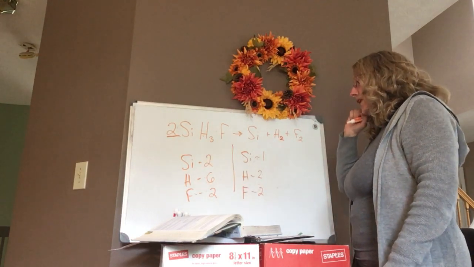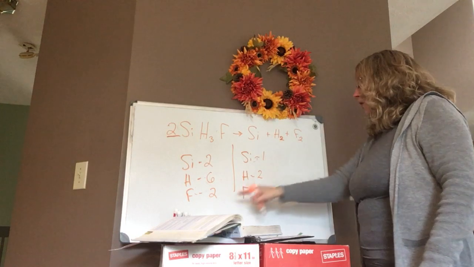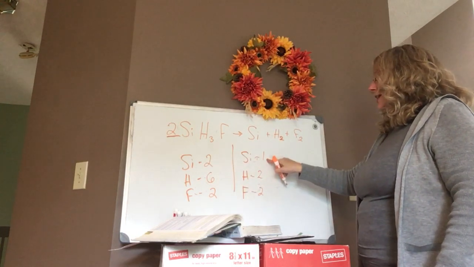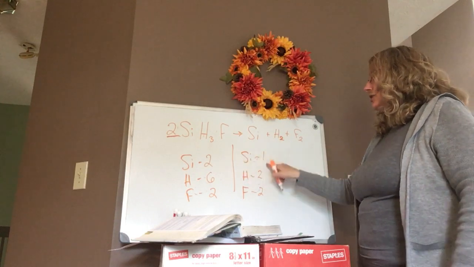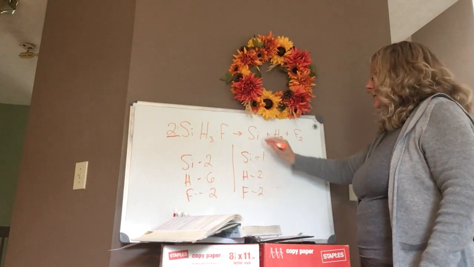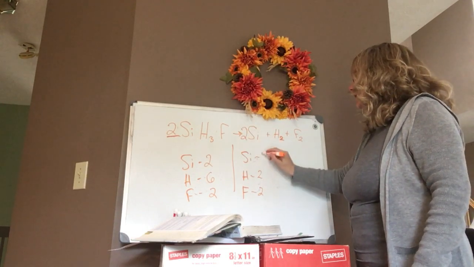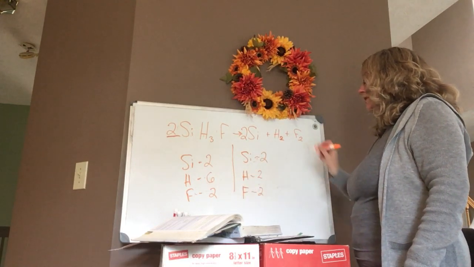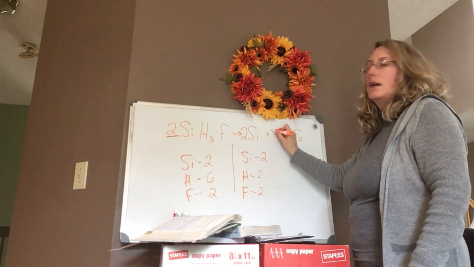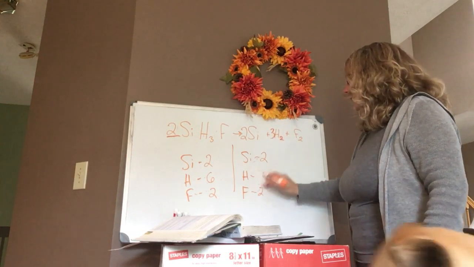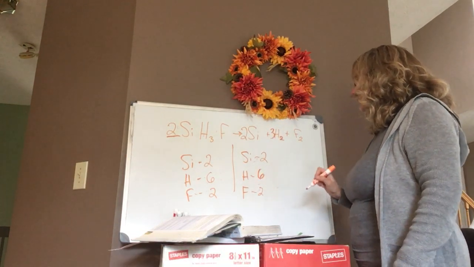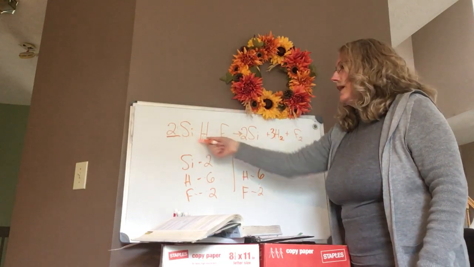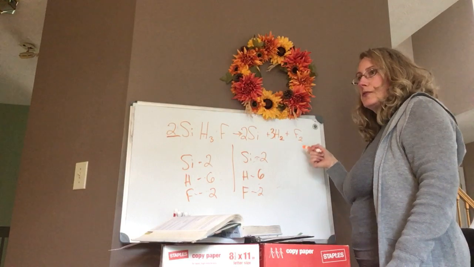Okay, so now I go back this way. So fluorine's fine. The silicon, let's change that. How do I change silicon to match? I'm going to put a 2 here. That makes this a 2. Now, how do I make my hydrogen match? I put a 3 here. Okay. So decomposition. You start with something big, and it breaks down into its parts.